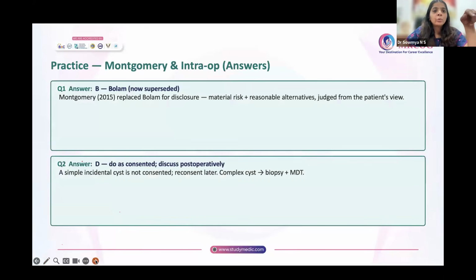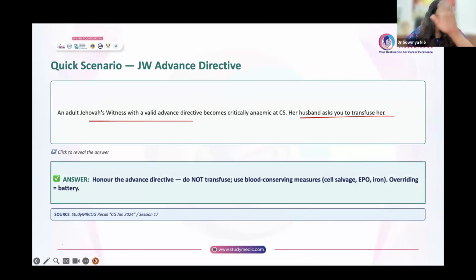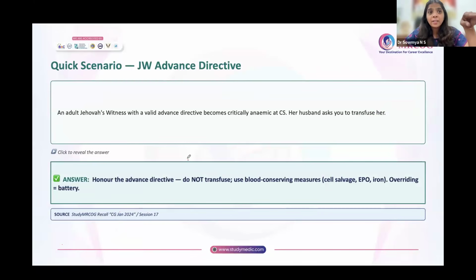One more last slide. I know for the appendicitis, you will always have a confusion. Don't worry. An adult Jehovah's Witness with a valid advance directive becomes critically anemic at cesarean section. Her husband asks you to transfuse her, but because she has got a valid one, you won't do anything, you won't transfuse because she has not told. It is not that the husband can tell.